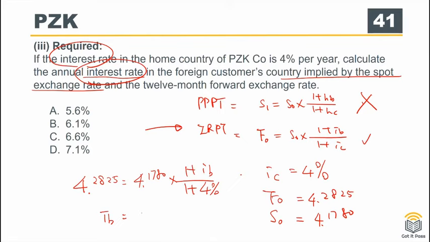So IB should be 6.6% based on this formula. Then the answer is C. All right, so it's for you to understand how to gather the information and then calculate based on the formula provided in the formula sheet. It's very important for you to understand PPPT and IRPT well, especially in the risk management question, because they very often test you on these formulas.